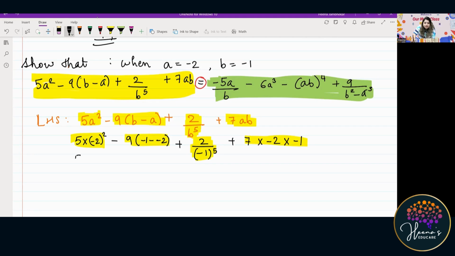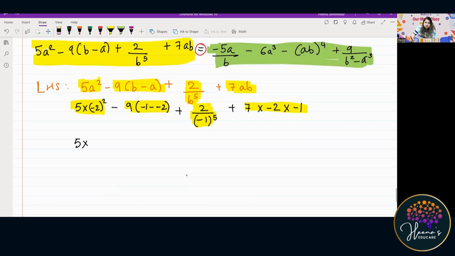It is going to be 5 into 2 into 2, that gives you 4, and then you put the sign of the greater, minus into minus gives you a plus, right? So you have 4. Next you have minus, you keep the 9 here, you have minus 1, you have consecutive signs, so you will write plus and then 2. Next you have 2 upon 1 into 1 into 1 into 1 into 1, so that is like 5 ones. Since it is odd, I will write minus. Plus 7 into 2 gives you 14, and 14 into 1 gives you 14, and then you have same signs, so it's going to be a positive 14.